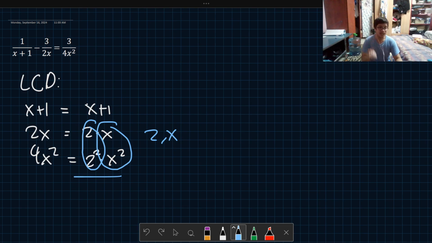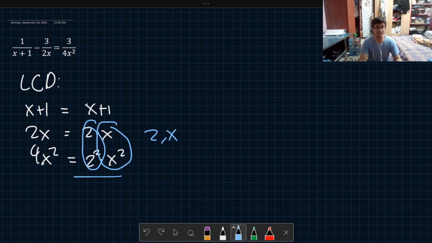But the only difference here is that they have an exponent. And that exponent is not the same as the exponent given for 2x. You know what I mean? Basically, we have 2 and 2 squared. We have x and x squared. So we don't just simply copy them. All right? So in this case, what are we going to do?